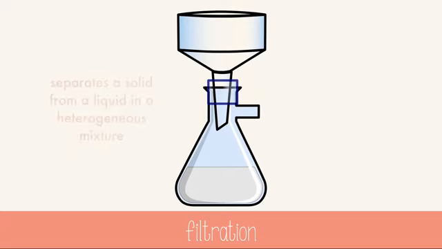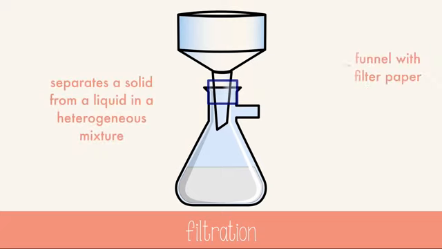Filtration is a process that separates a solid from a liquid in a heterogeneous mixture. You need a container with a filter, like a pasta strainer or a funnel with filter paper. And you need a collecting vessel like a bowl, beaker, or a flask. You could use this to separate spaghetti and water, or sand and water, or any other solid and liquid.